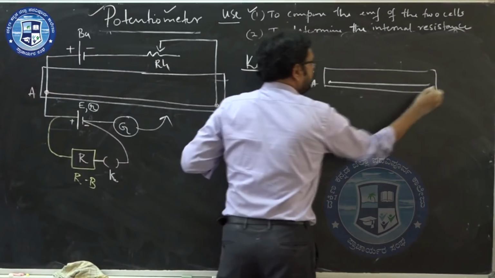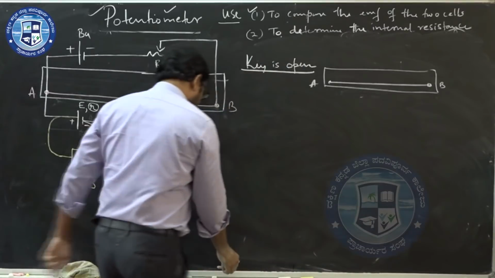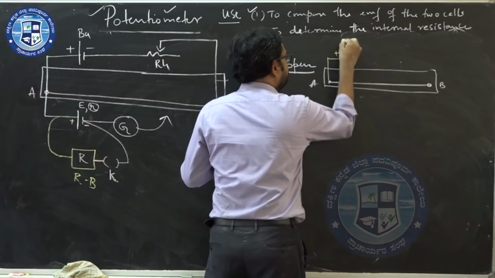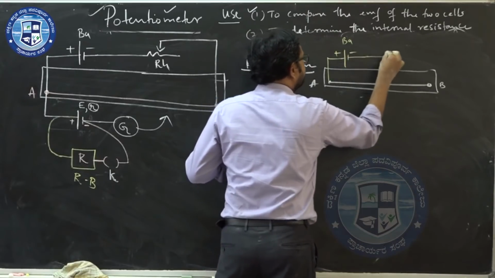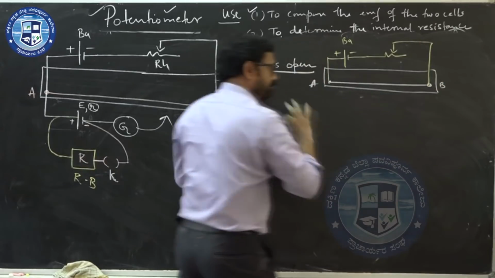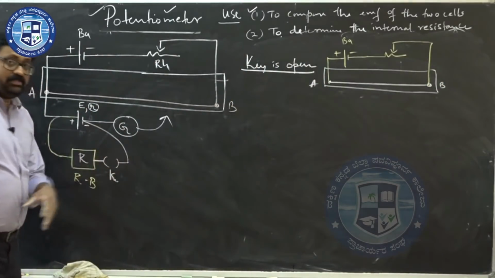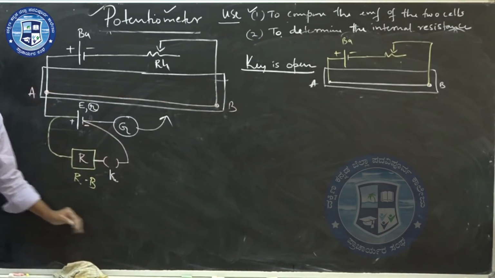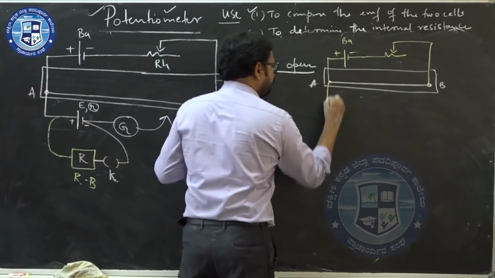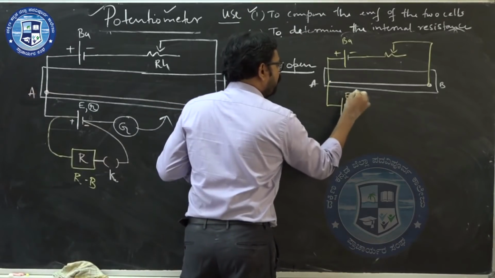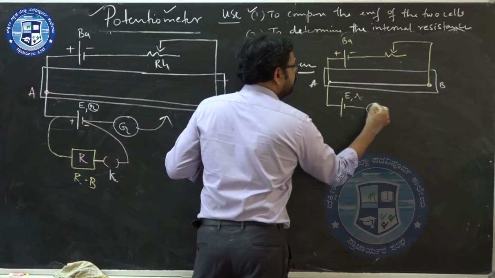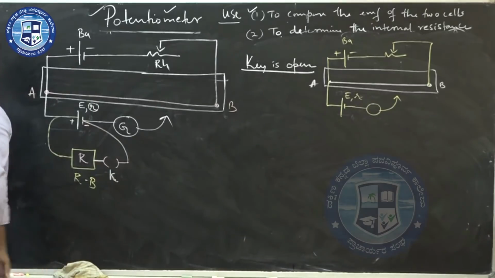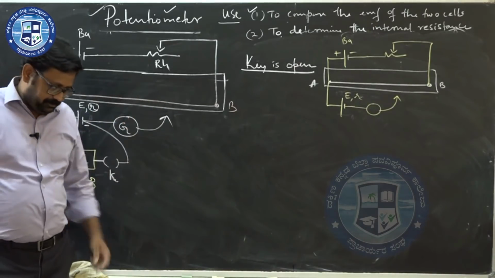When the key is kept open, in this potentiometer, A and B are the two terminals. There is an alloy wire fixed between A and B, and from A there is a connection given to the positive terminal of the battery and the negative terminal of the battery to the rheostat. Rheostat is connected to B, right? Since key is open, I will draw the circuit diagram without this part, no confusion. If I remove that part, there is a positive terminal of the cell of EMF E, internal resistance R, connected to the galvanometer, the other end is connected to the jockey or a sliding contact.